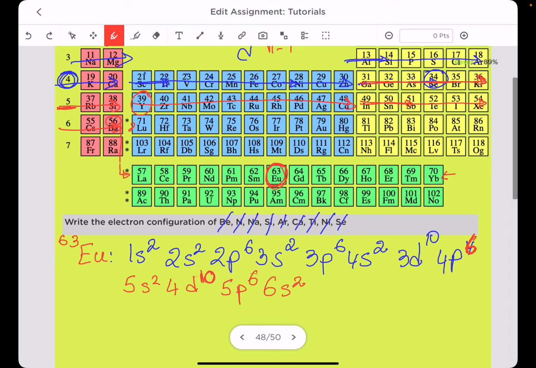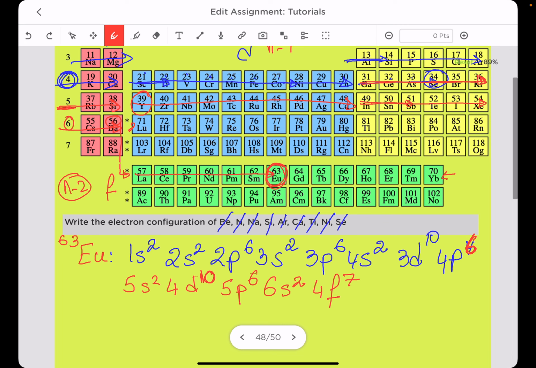So I'm going to say 6s2, and then I'm going to go down to the f. Remember that the f, you always say n minus 2. So you are in period number 6, so you say 4f. Now, where exactly is the europium? 1, 2, 3, 4, 5, 6, and 7. So you say 4f7. You stop all the way over here.